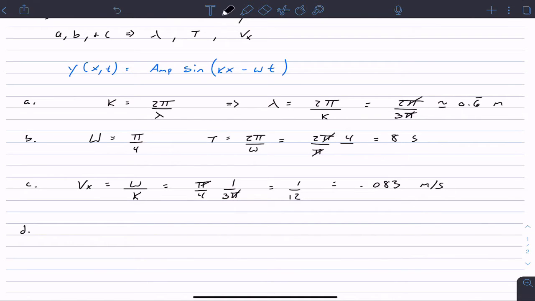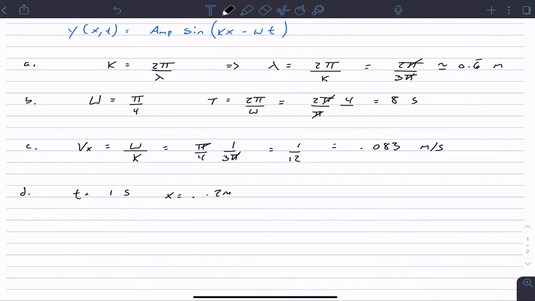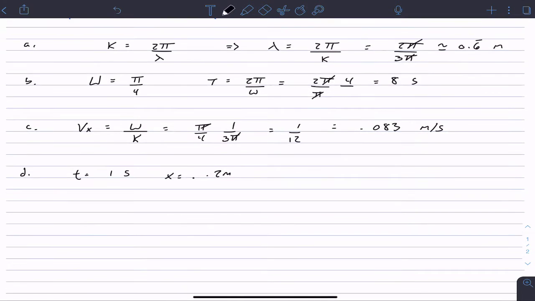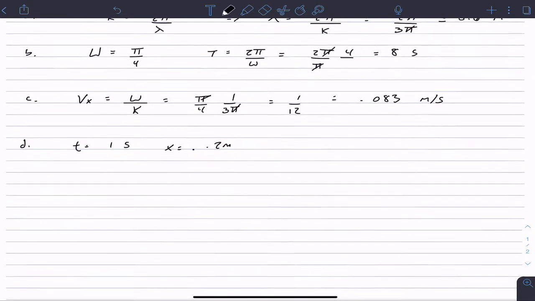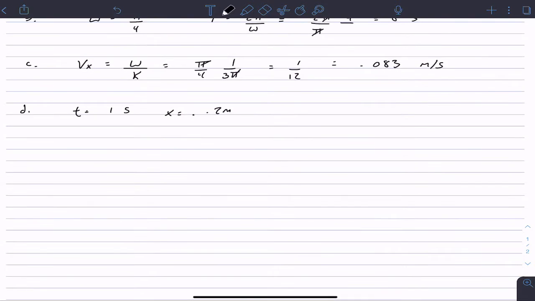Now let's look at part D. We're asked, we're given a time, t is equal to 1 second, x is equal to 0.2 meters. And then, what is the transverse velocity of a rope element located at x equals 0.2? So, let's look at what we just found real quick, just to kind of clear things up a little bit. So this is wavelength. We had 0.6 meters. This is wavelength. We had period. We had the wave period.